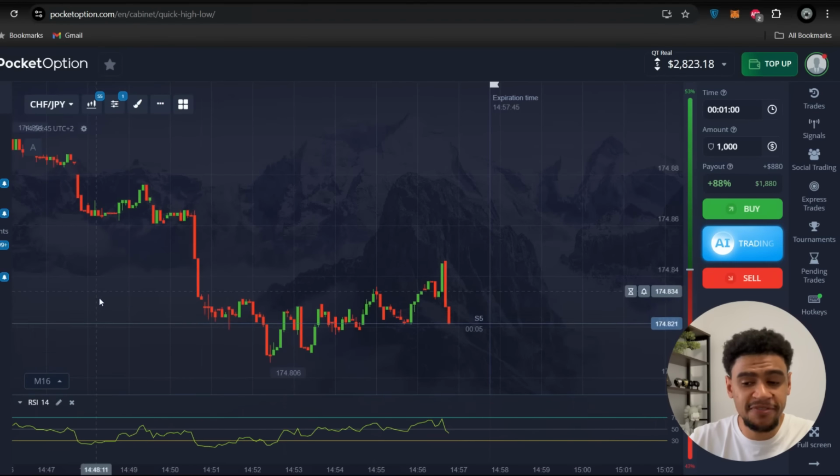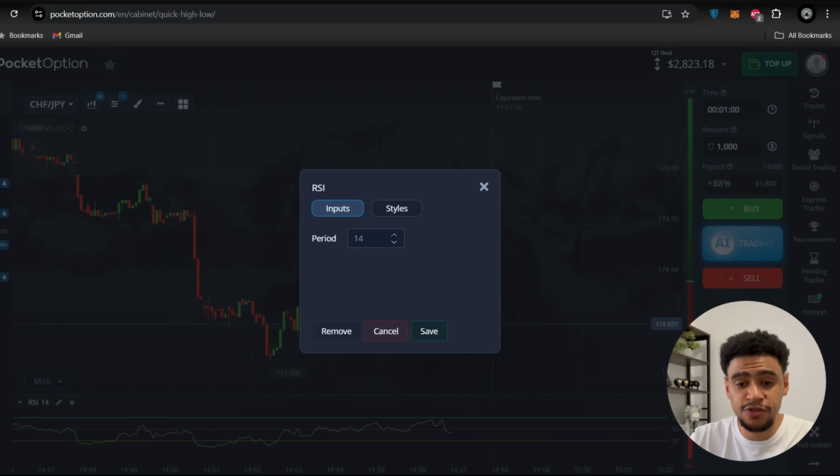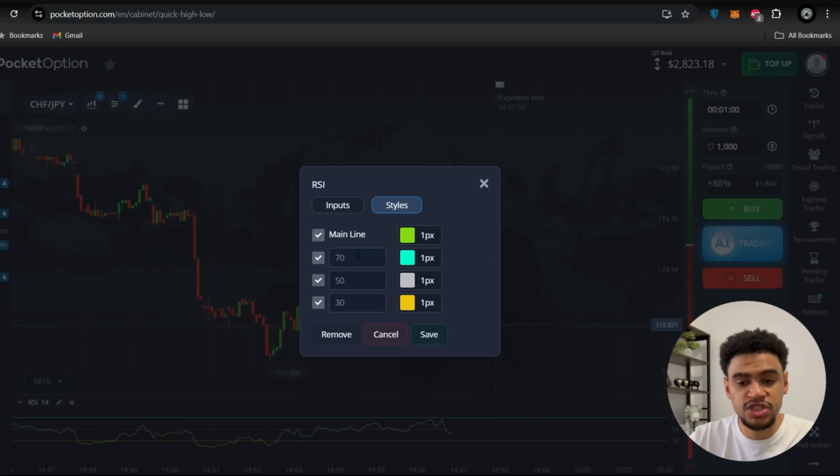So let's go into it. So here we have our chart. I've added RSI to our chart. It has default settings currently, and the default setting is 14 for the period here, and also 70 and 30 are the top and the bottom lines of RSI.